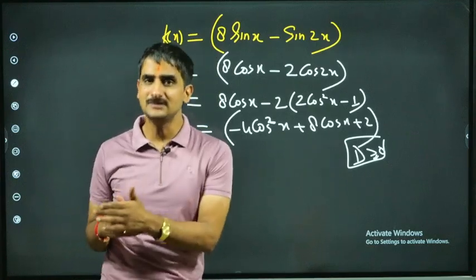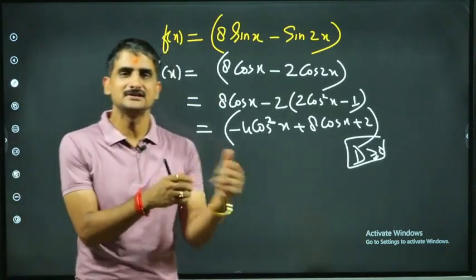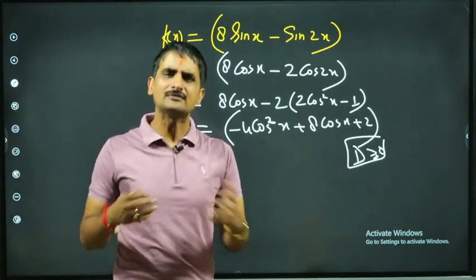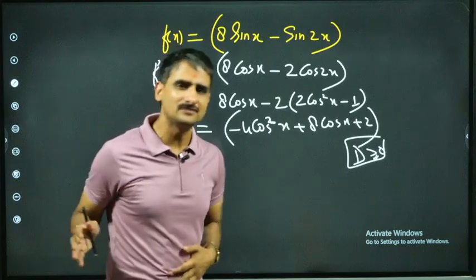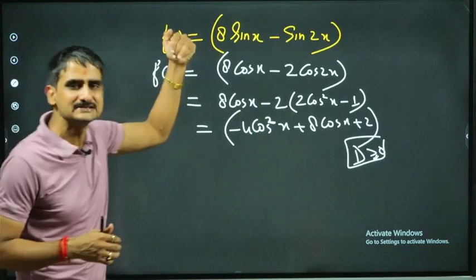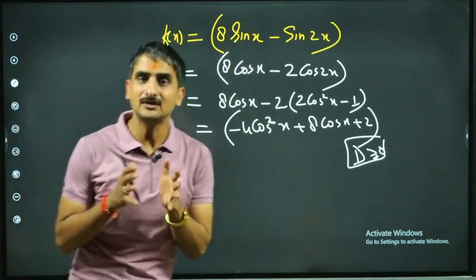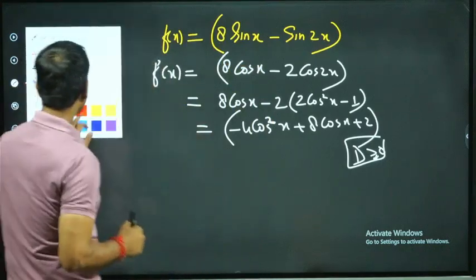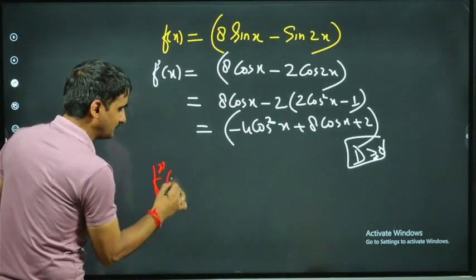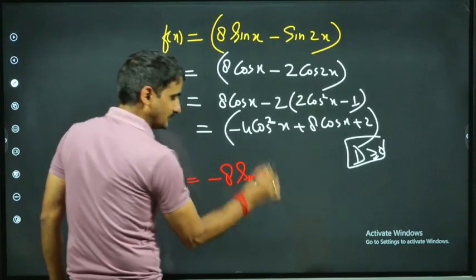If D would have been negative, then since it's a quadratic in cos x, we could have easily said it's either positive or negative throughout. Then we could have predicted something about f(x), whether it's always increasing or decreasing, but we couldn't do it. So now what? Now I tried to differentiate it once more, so f double dash x. Without leaving hope, let's differentiate it once more.